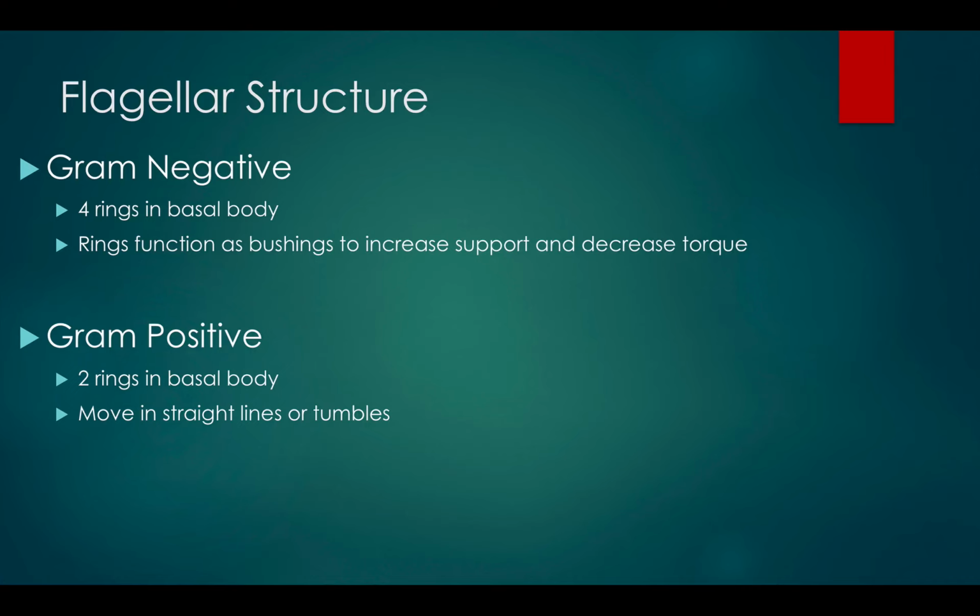In the gram-positive, support is not that big of an issue because it has a very thick peptidoglycan layer, and it only needs 2 rings in the basal body. Also, gram-positive bacteria tend to move in straight lines or tumbles.